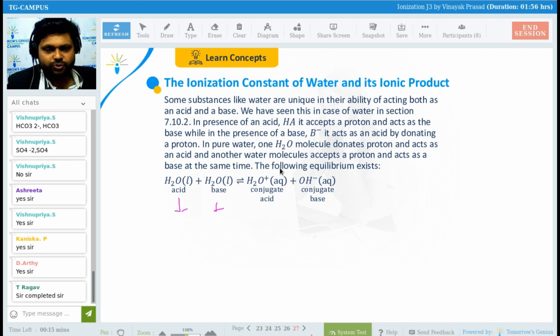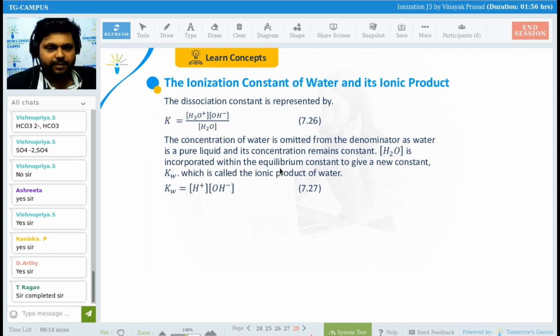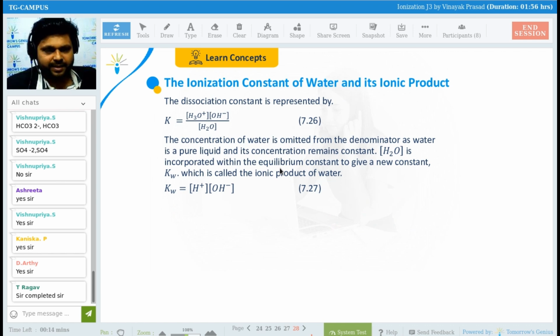We have to take from here H3O plus, right? K equals the concentration of this H3O plus ion into the concentration of OH minus ion upon H2O. Can we write this or not? Please tell me, guys. But we will be omitting H2O, since an excess amount of water is there. If excess water is there, there will be no use of water, right?